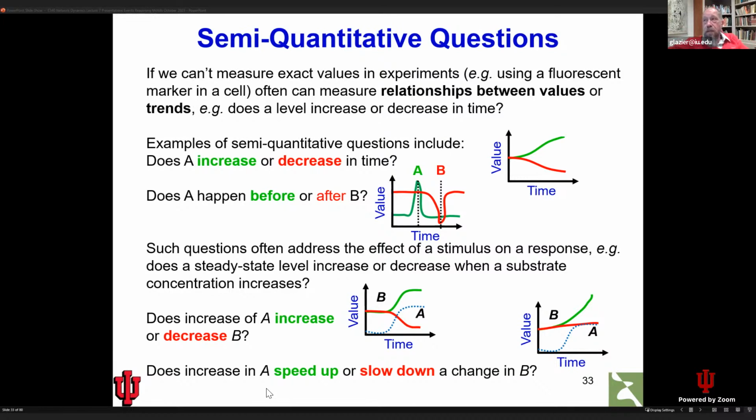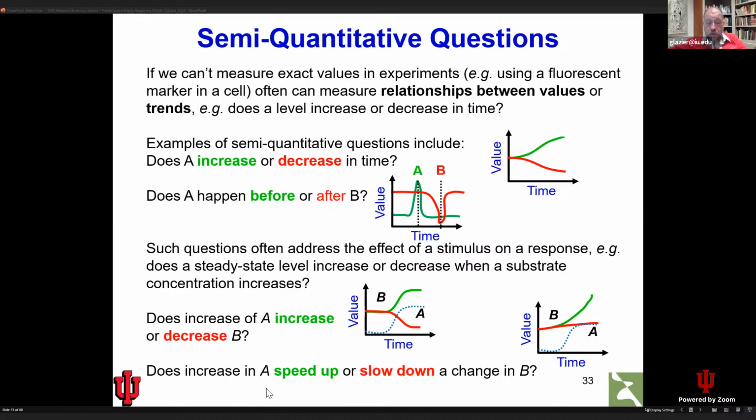On the other hand, as I mentioned, we can often detect trends. The fluorescence is increasing. The fluorescence is decreasing. So the classic semi-quantitative question is, if we do something, does the level increase or decrease? As time goes on, does the value increase or decrease? Even if we don't know the absolute value, we know whether it's going up or down. That's very important.